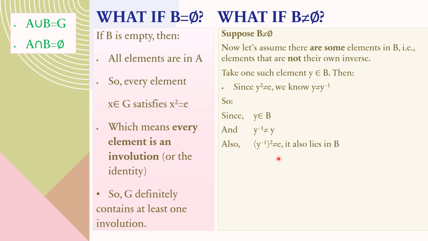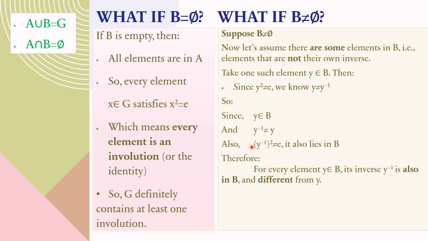Since y is not equal to y inverse, y has an inverse which is not equal to itself, and y inverse also has its own inverse which is not equal to y inverse. Therefore, for both y and y inverse the square is not equal to e. They are not involutions and they are both part of B. Therefore, for every element y in B, its inverse y inverse is also in B and different from y.